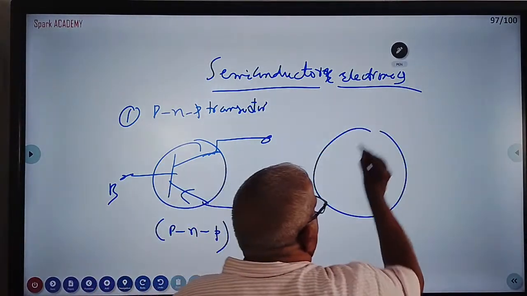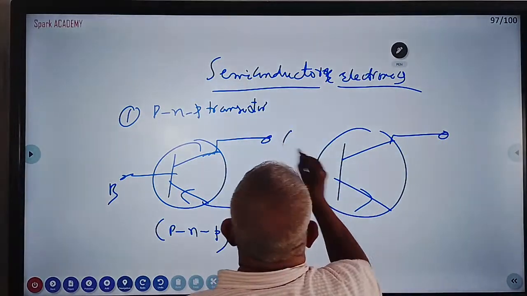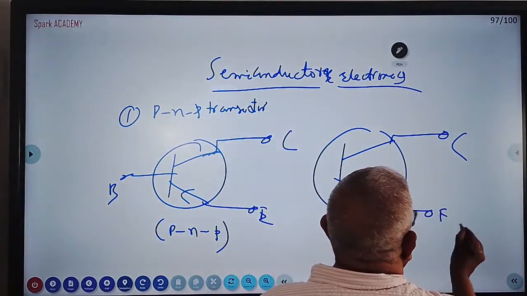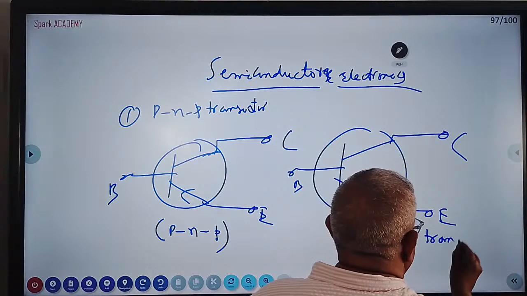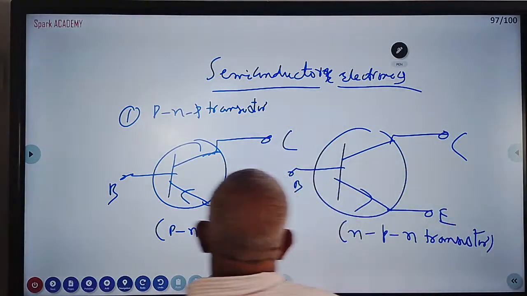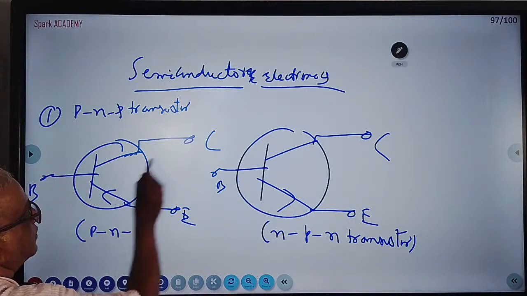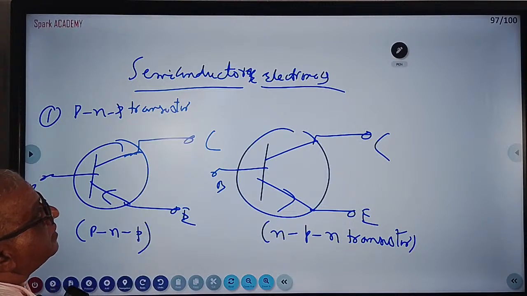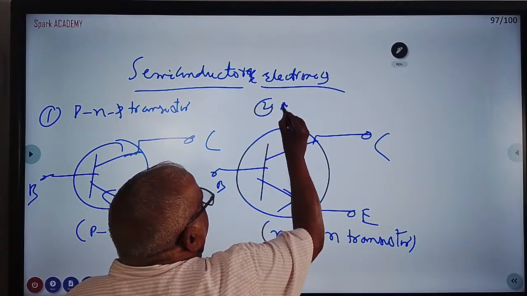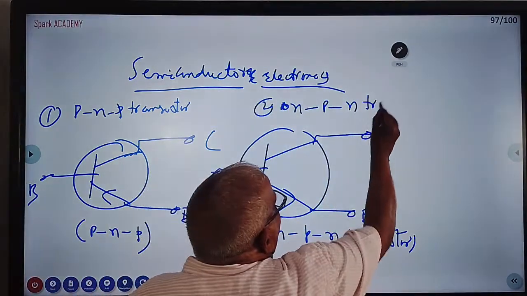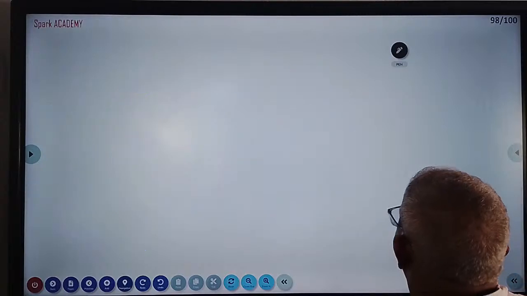What is an NPN transistor? Same symbols we are using, with the arrow outside. This is collector, this is emitter, this is base. This is called an NPN transistor. In NPN the arrow will be inside, in PNP the arrow will be outside. That is the only difference. There are 3 terminals: base, collector and emitter. These are the circuit symbols for PNP and NPN transistors.